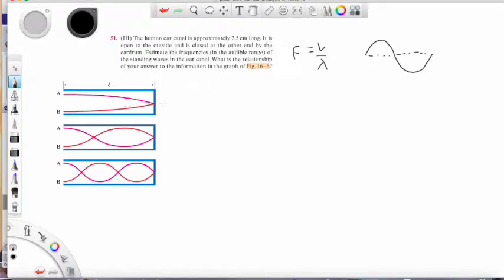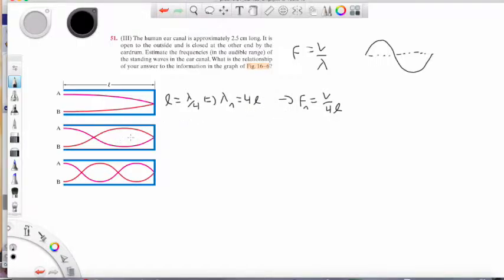So in the first case, we see that this wave is 1/4 of the actual wavelength. So the length of the canal is lambda over 4, which gives us lambda 1 to be 4L. And we can solve from this the resulting frequency, which is f1 equals V divided by 4L.